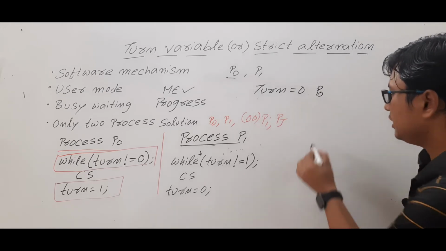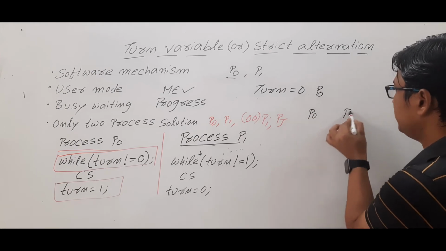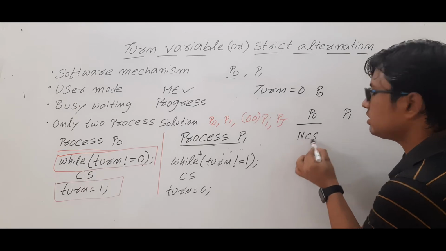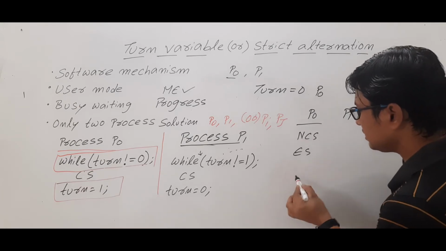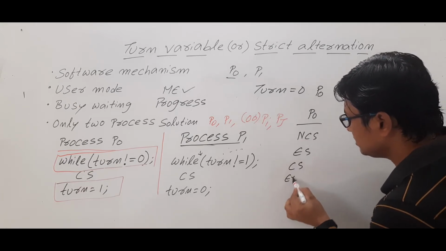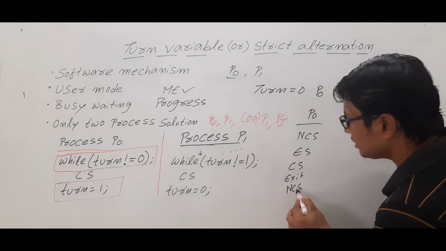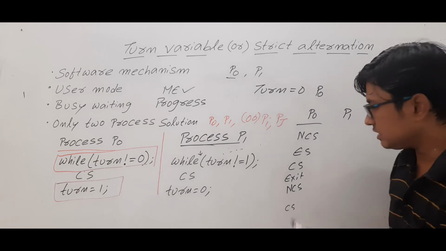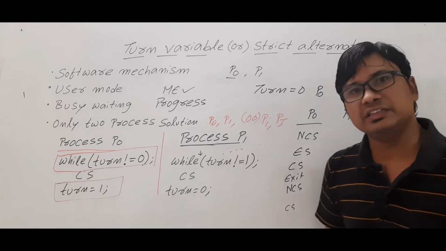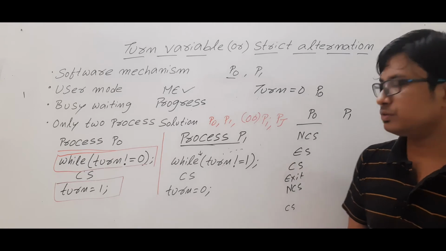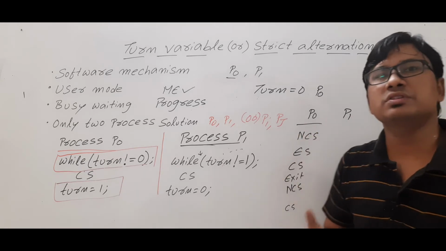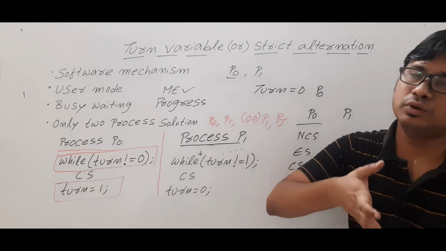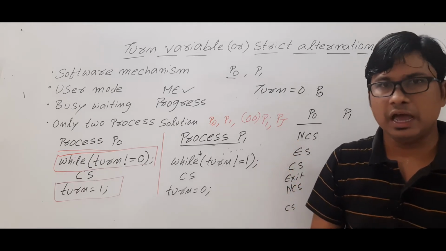Now let's take that process P0 is executing the non-critical section. We know that if two processes are cooperative processes, then we will have the non-critical section, entry section, critical section, exit section, then again we will have the non-critical section, and the critical section like this, because before any critical section we will have the entry section, after the critical section we will have the exit section. What I want to say here is that if two processes are cooperative processes, we will have the non-critical section code, critical section code, non-critical section, like that. Am I right or wrong?